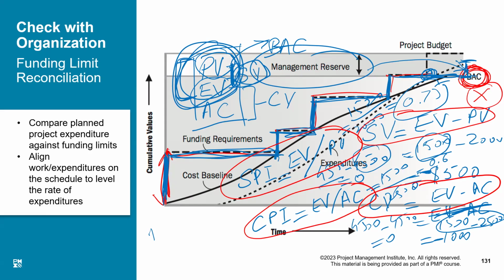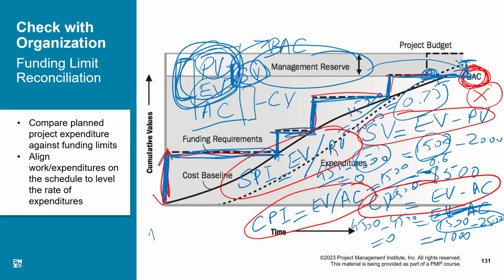This is the performance measurement mechanism, not only for cost, but also for schedule performance. So this is very interesting that using the same method, the earned value method, we are able to check the schedule as well as cost performance. That is why this method is very popular and is being used in project management for quite some time.